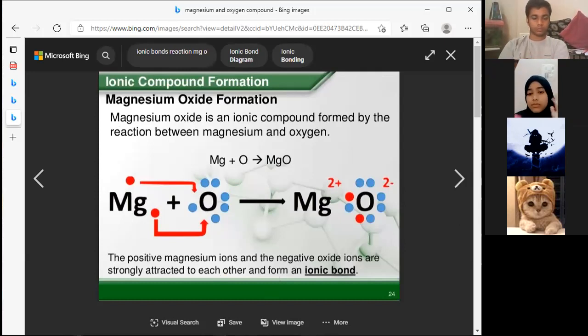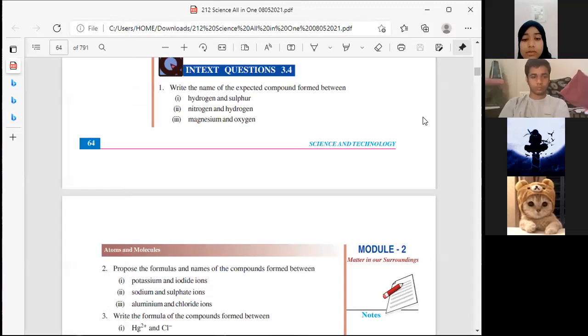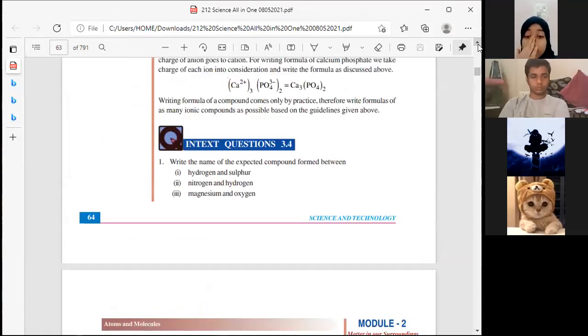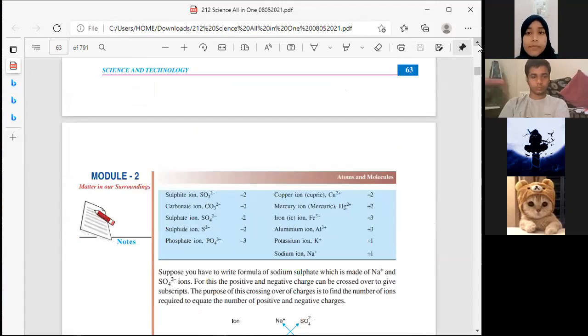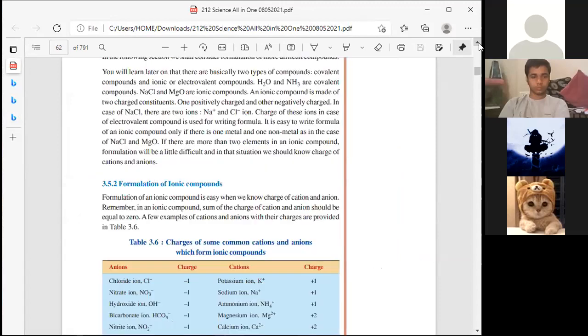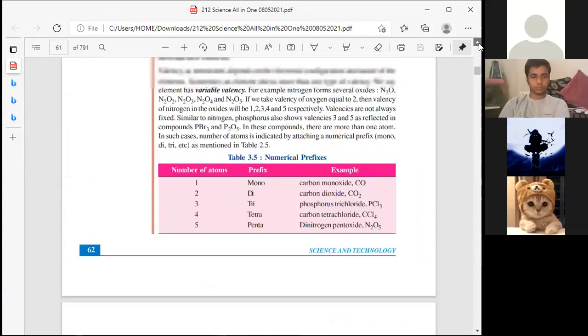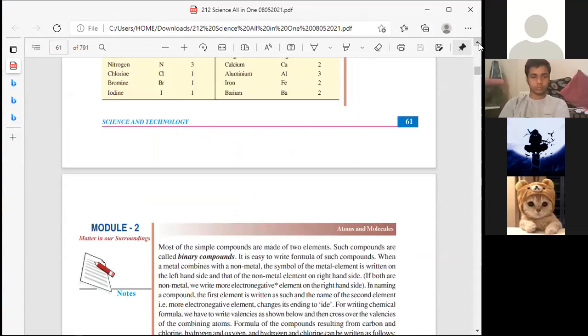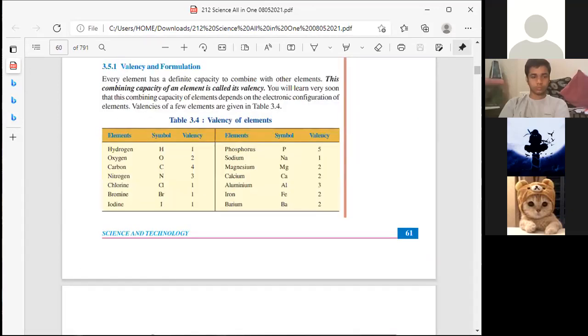Yes or no? Yes, ma'am. Have you learned the valencies? Yes, ma'am. Yes, Apia, have you gone through the valency table? No, teacher, not yet. I didn't learn that. See, I'll show you the valency table. These are the charges, no? Have they given us the valency table? Yes. Can you see this, beta?